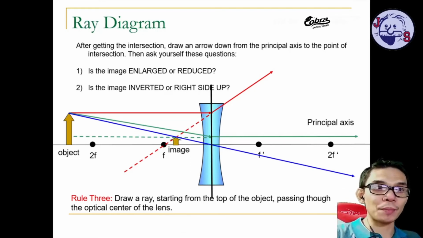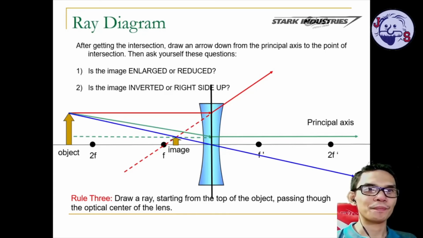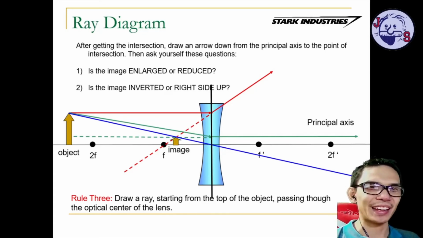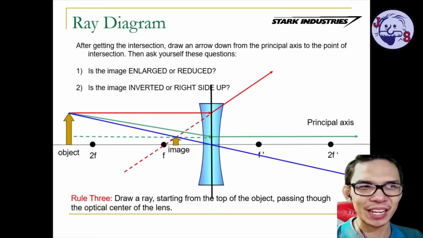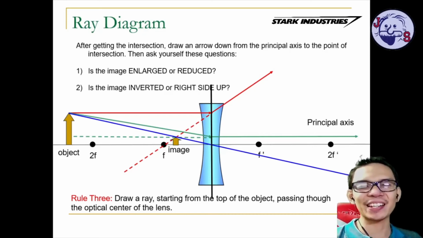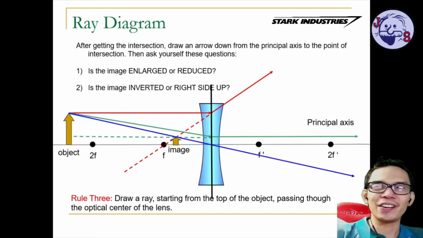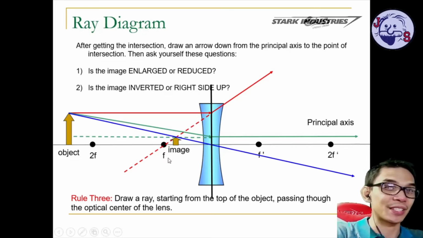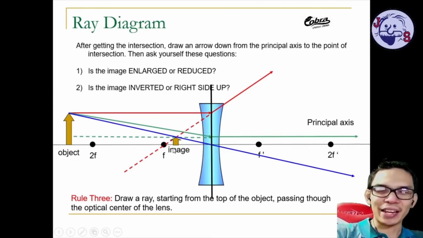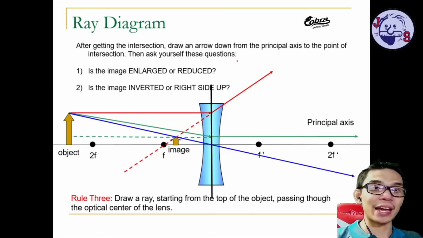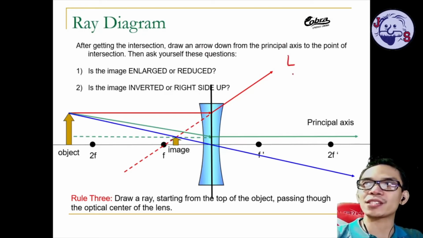Do we have the same image as what I have right here? If so, then comment something on the comment section if you got it correctly. So the image is something like this. Again, every time that we draw a ray diagram, we always use the ruler.